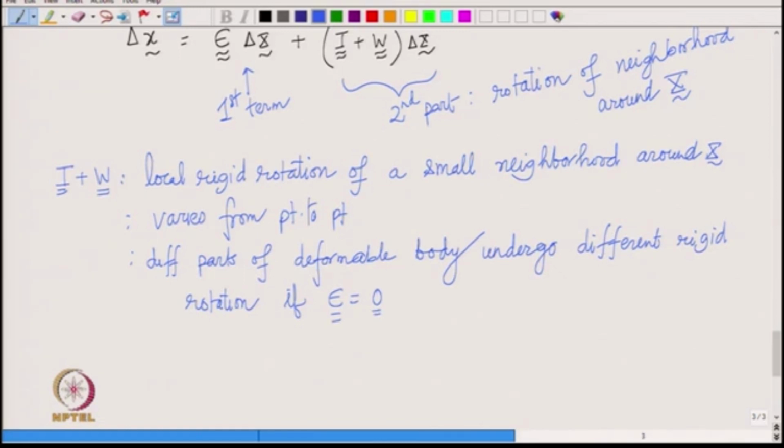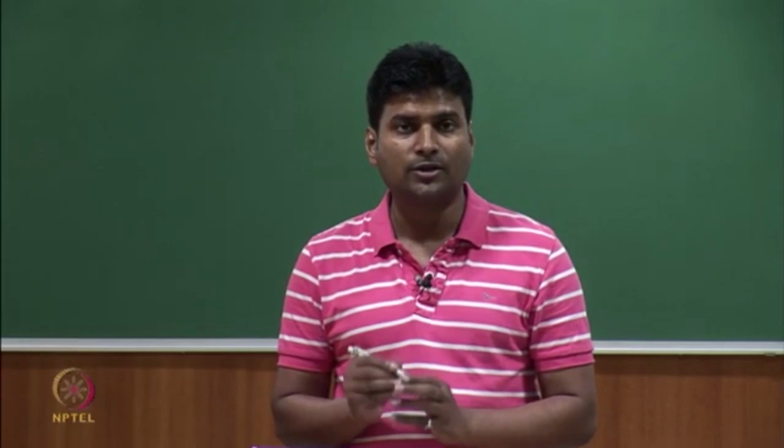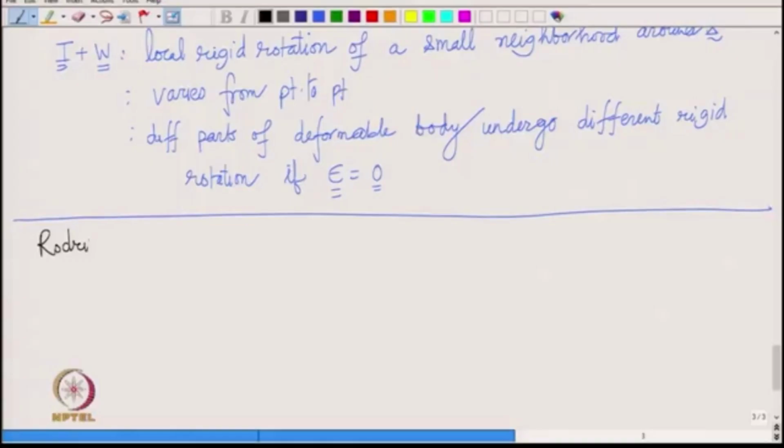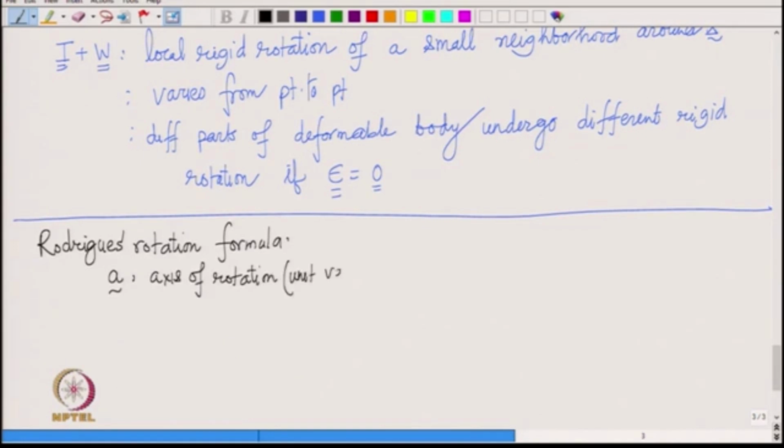Okay. All right, but we have not yet proved that I plus W is indeed the rotation. So, let us try to do that. So, there is something called Rodriguez rotation formula, according to which if you prescribe the angle of rotation and the axis of rotation. So, suppose E is the axis of rotation and it is a unit vector, and theta denotes the angle of rotation about that axis of rotation.